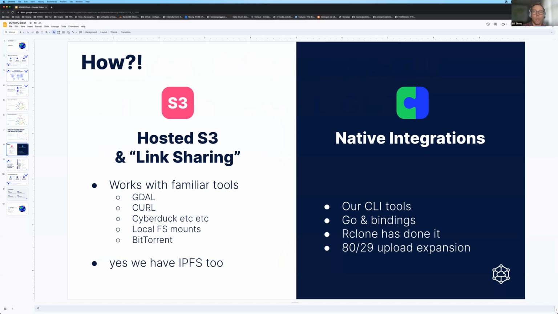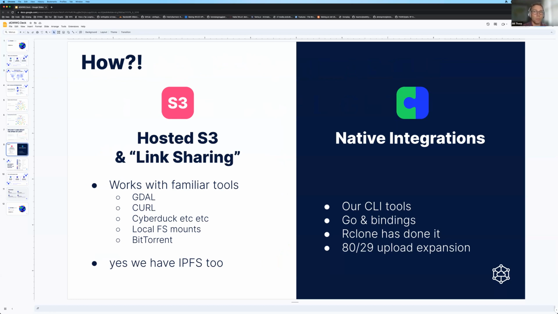How would you use it? Well, we are trying to compete against the S3s of the world, so the best way to compete is to steal what they're already doing. There are so many things that work with S3, like GDAL. In the GIS world, lots of tools are built on top of GDAL.